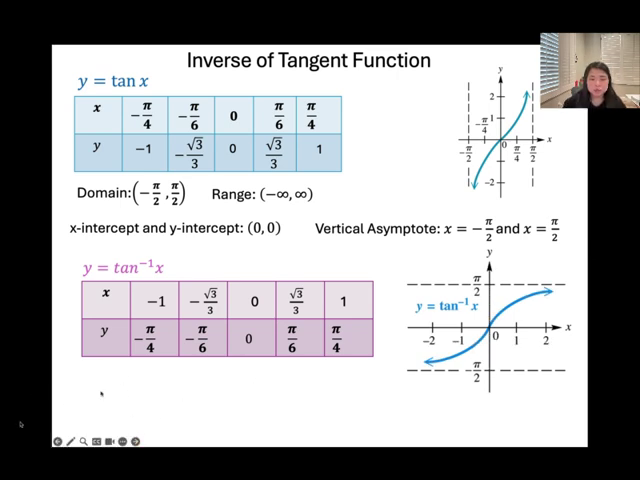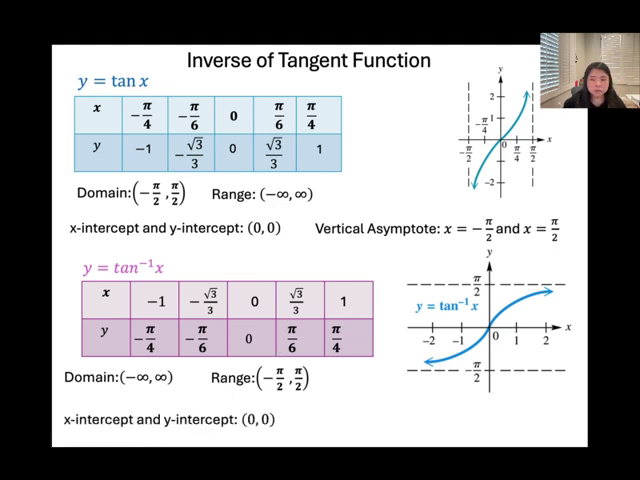What is the domain? Domain will be the range of f of x. And then the range will be the domain of f of x. Okay? Exchange here. And x and y intercept, same thing. Vertical asymptote will become horizontal asymptote. Okay, since it's horizontal, so that'll be y equal to negative pi over 2 and pi over 2.